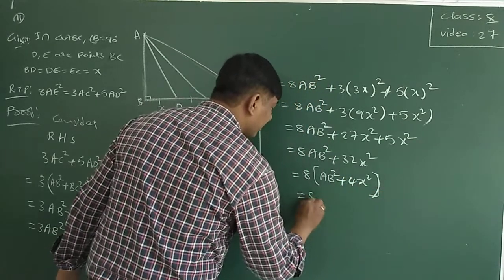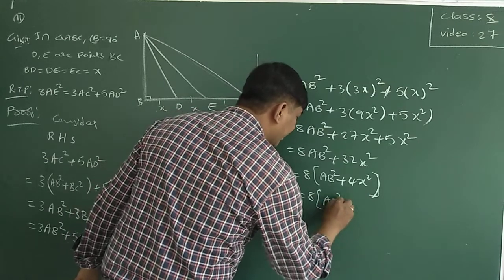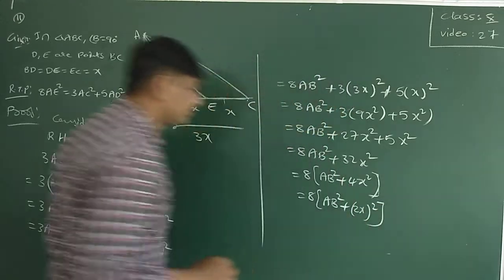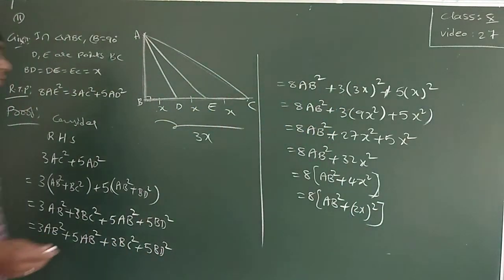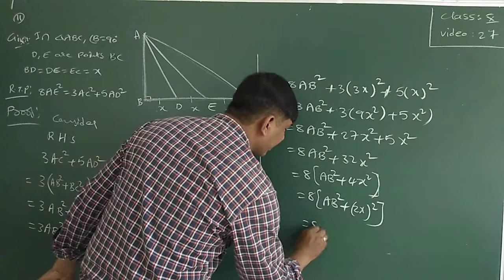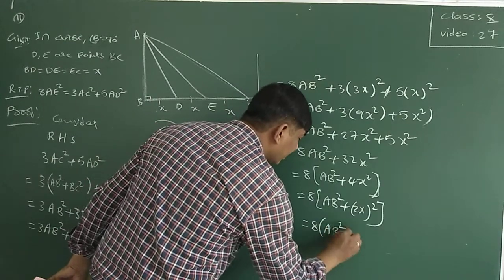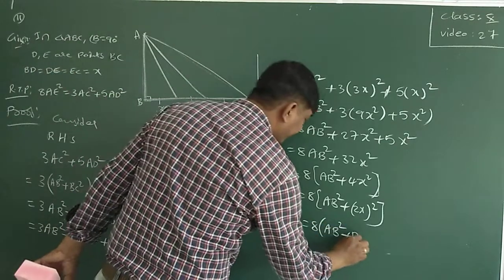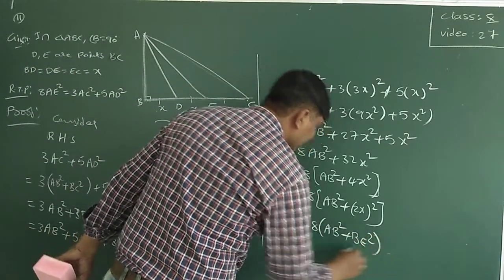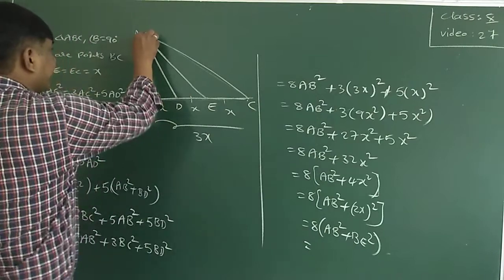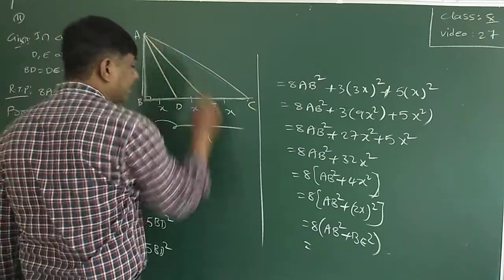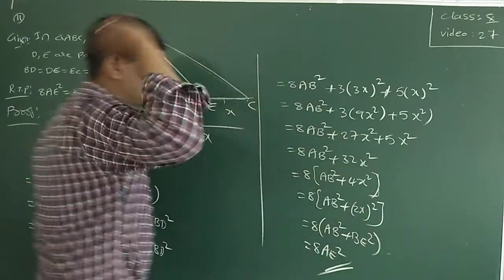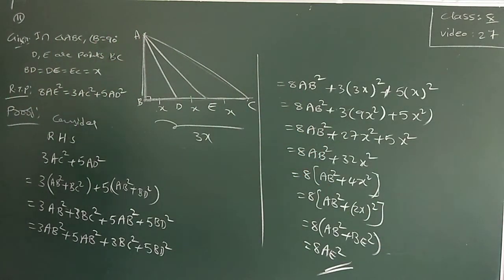Okay, this is equal to 8 into AB square plus 4x square, which I'll write as (2x) whole square. That is equal to 8 into AB square plus 2x, which is nothing but x plus x, which is BE, squared. AB square plus BE square is nothing but AE square, so 8 AE square. This is a simple algebraic method solution.